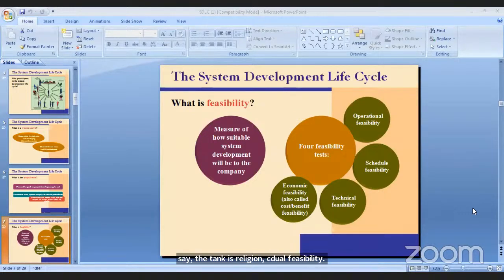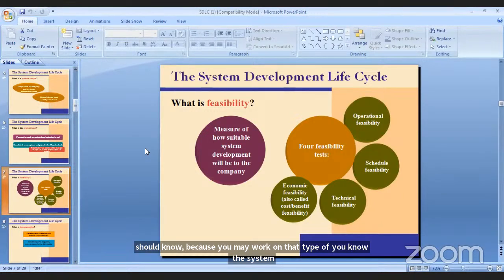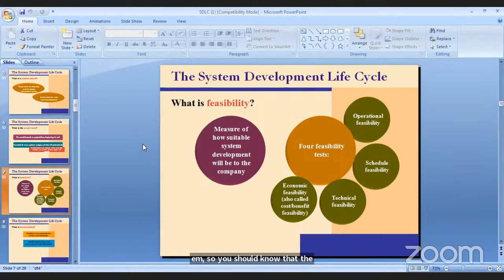And nowadays we are going for another one. As a management fellow, you should know, because you may work on that type of system, that the 5th one is the environmental feasibility.